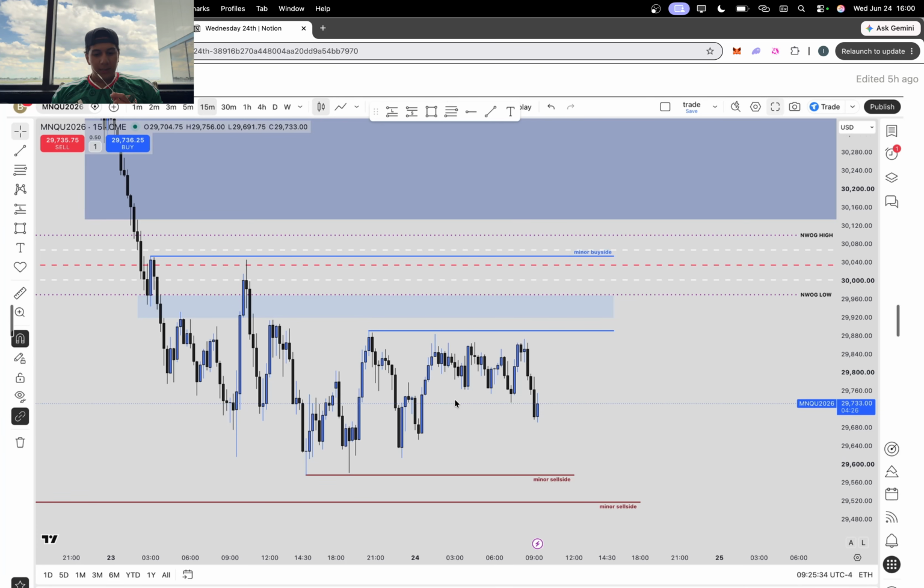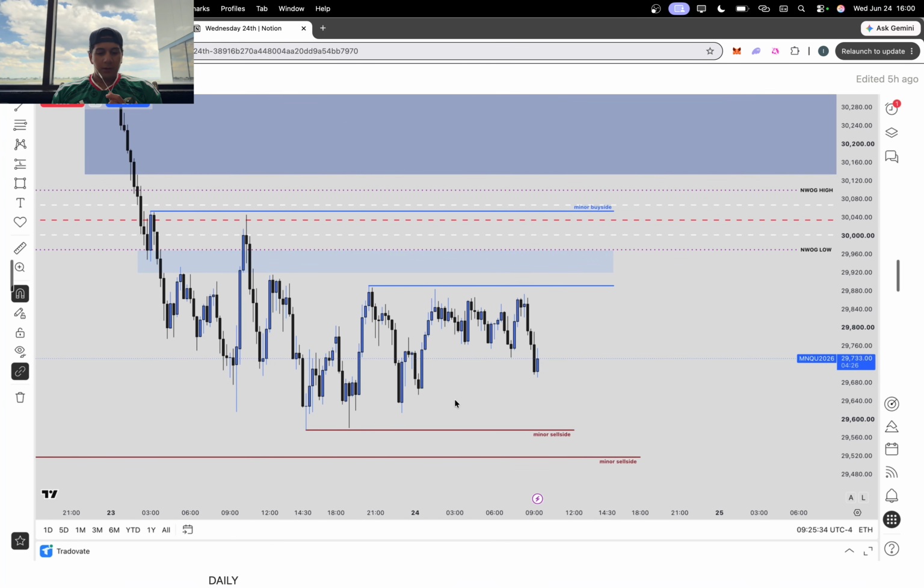On the 15-minute, it gives us an even clearer image of this accumulation. We have this 15-minute unmitigated SIBI that I want to see hold and send price even lower. But we also have these equal highs. So overall, I just want to see one side get tapped and then look to take a reversal trade targeting the opposing liquidity.